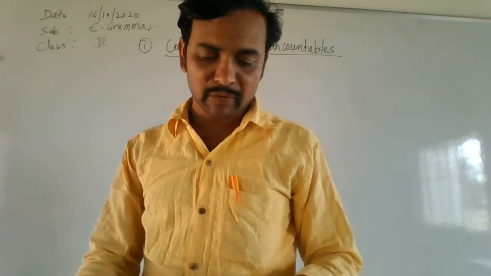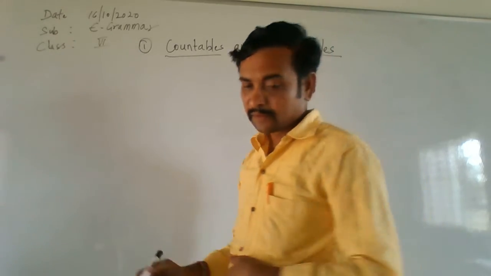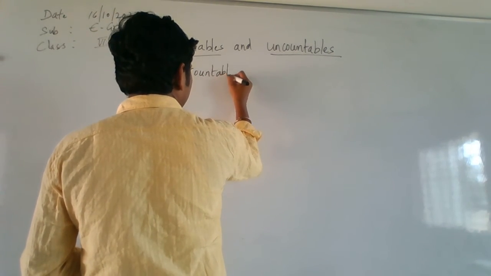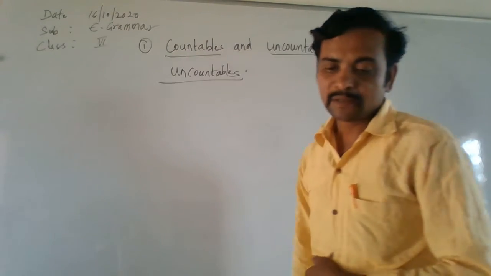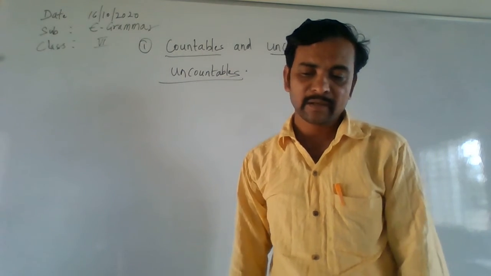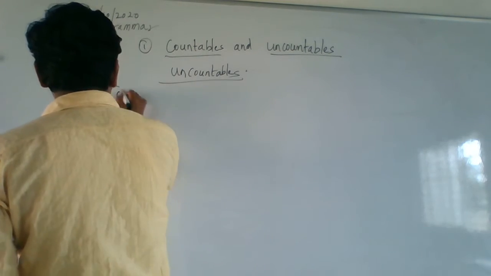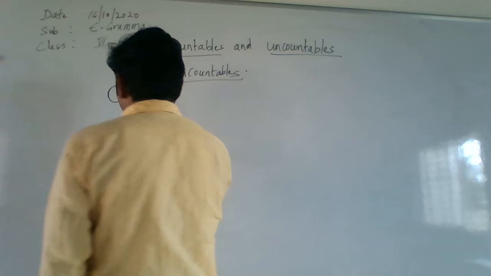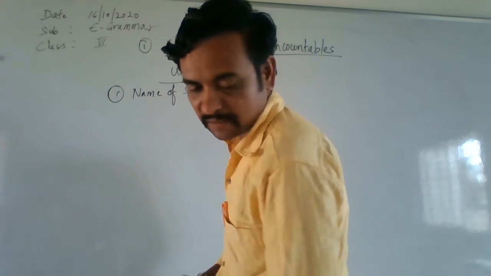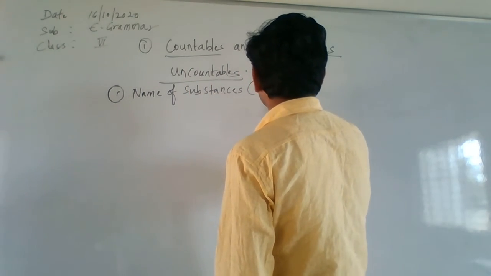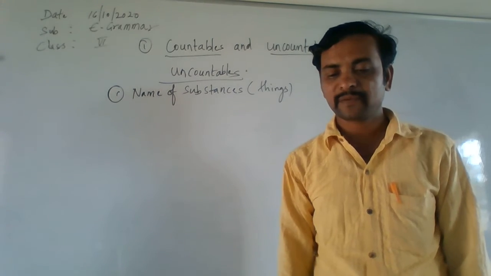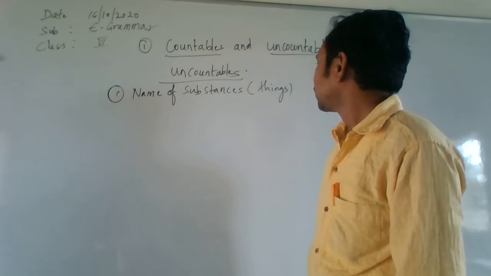So look at some uncountable nouns. What types of uncountable nouns are there? Countables, no more problem. Let us see uncountables. Let's see one by one. Name of things. Name of substance. Substance means things. Substance means water. In the bracket you have to write things. Name of things, uncountable nouns.